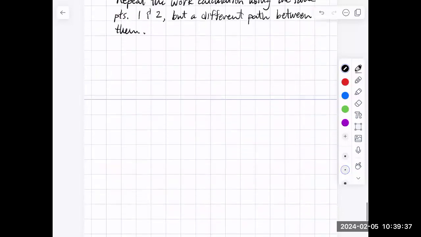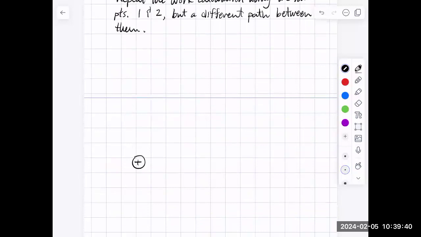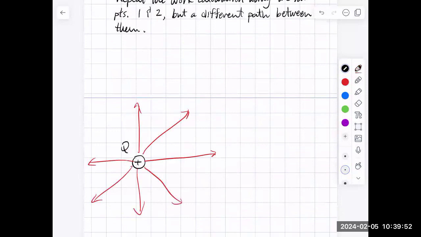Okay, so I'll draw my positive charge here. We'll draw its electric field. Okay, so there it is. I'll draw my same 2 points. Here's point 1 and here's point 2. Okay, but this time, what I'm going to do is follow a path that's a little bit different. I'm going to draw these kind of radial lines around here. Let's see how well I can do it. Okay, so there's 2 radial lines.